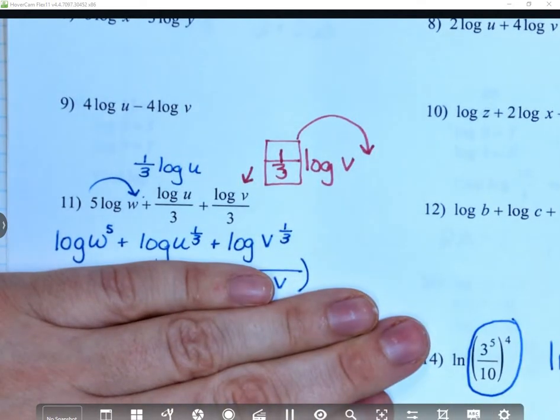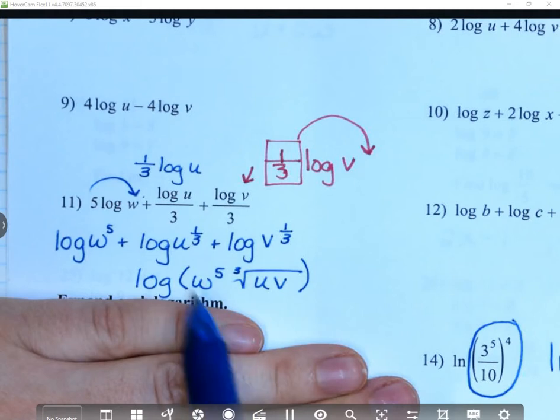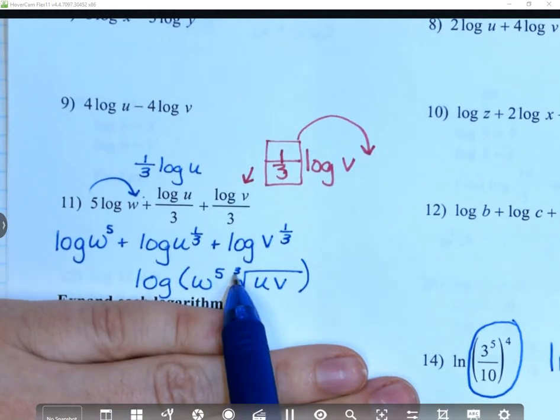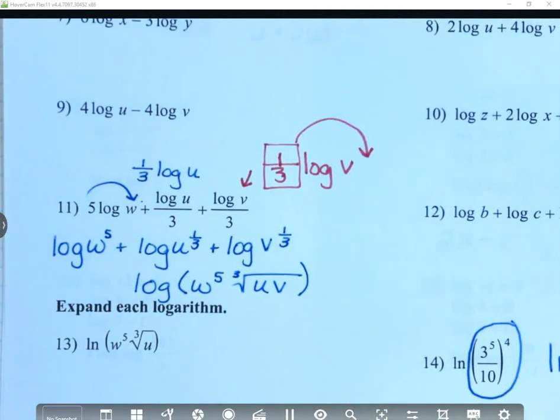What's another way of thinking about 1/3? Cube root. Beautiful. So addition becomes multiplication. So I've got w to the 5th times. Both of those have the same root, so we write them together under the same radical. Do you got that? Yes.